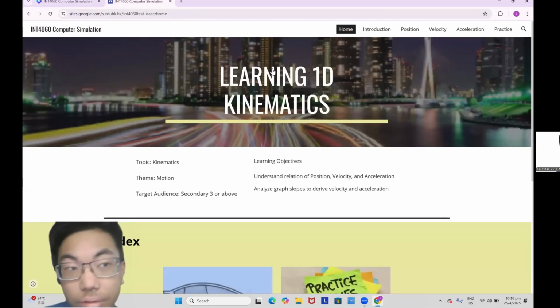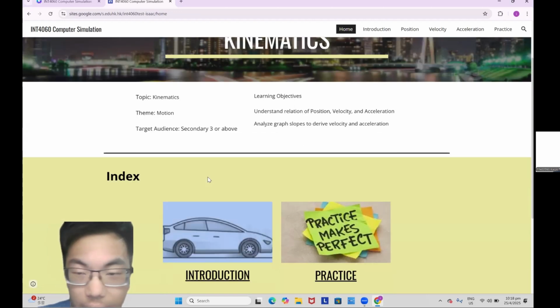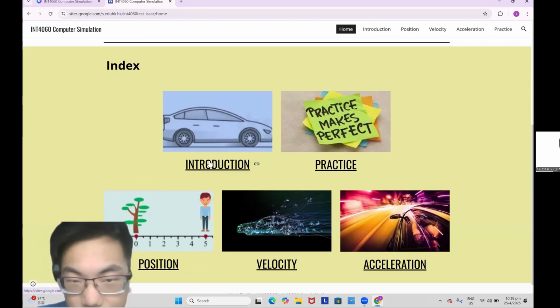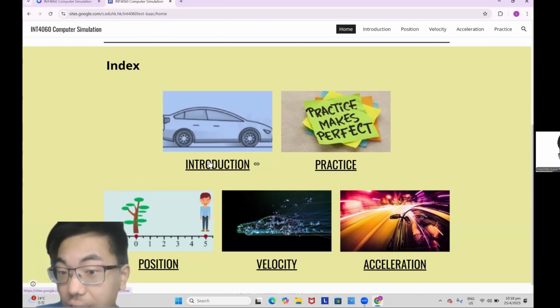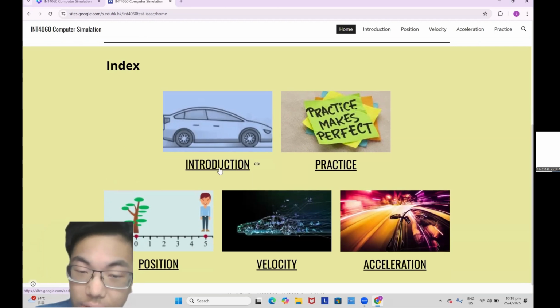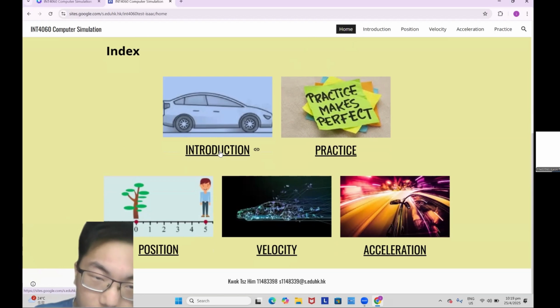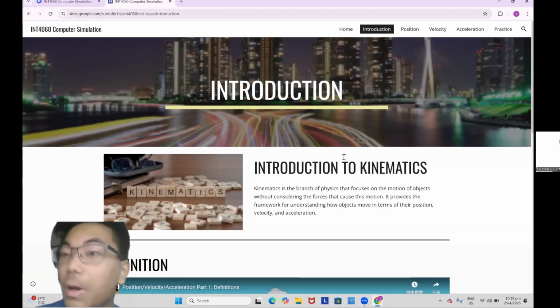Here is the computer simulations website. And you can see there is the index here, including the introductions, practice, and the concept of the positions, velocities, and accelerations. So let's click inside to see what the introduction has.